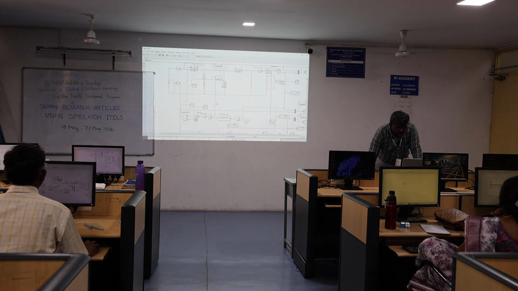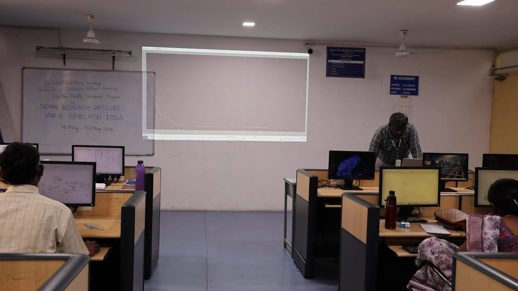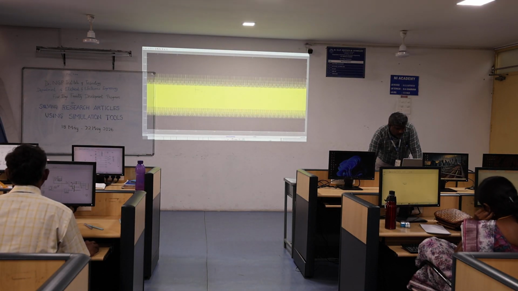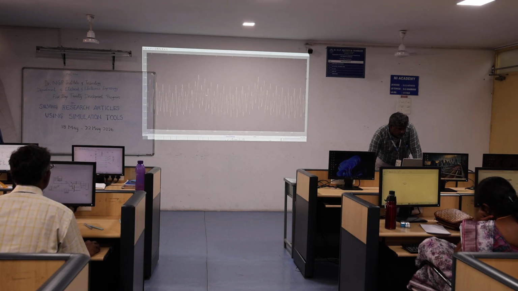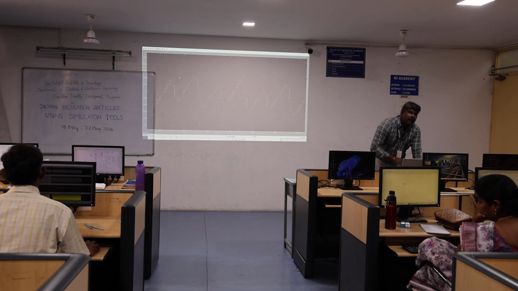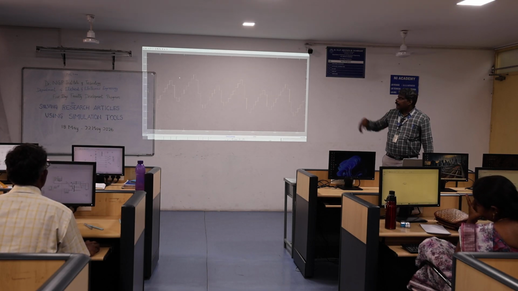You just stop the simulation, then double click, then zoom the Y axis. You can observe here somewhat minimum ripple. So it is a minimum ripple, always in the millivolt range, a very small value of ripple. You can compare with the y-axis magnitude.